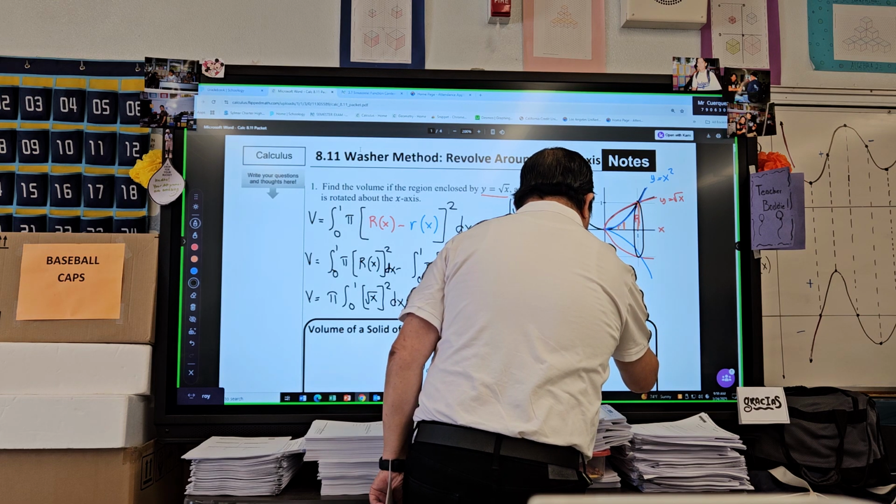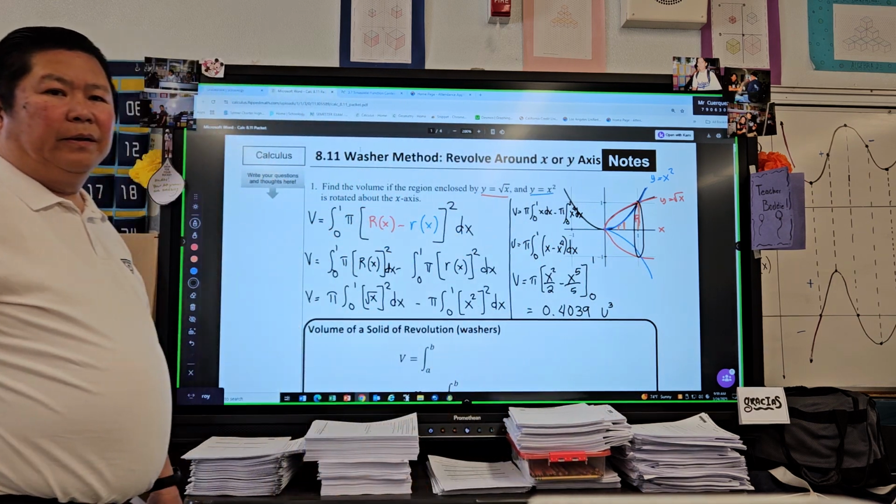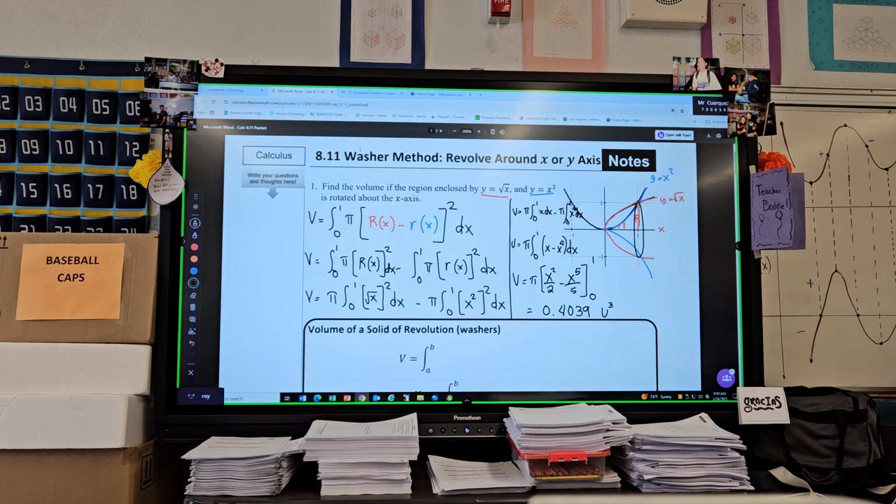Okay, cubic units. But Mr. Roy, can we just leave it as 3 over 10 pi? Yeah, you can.